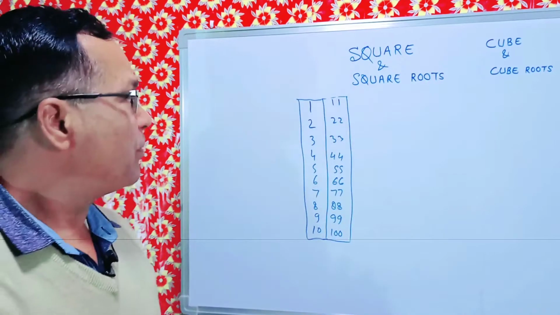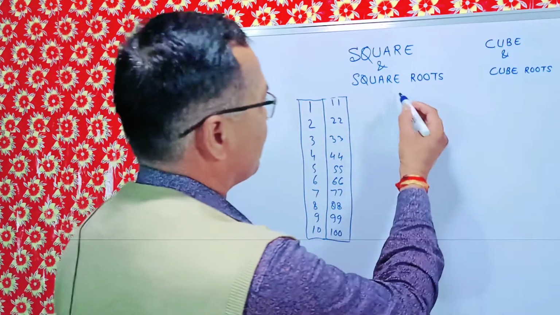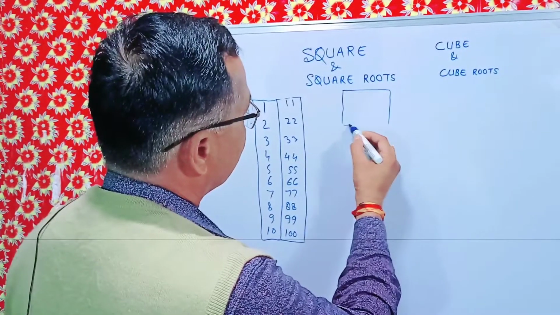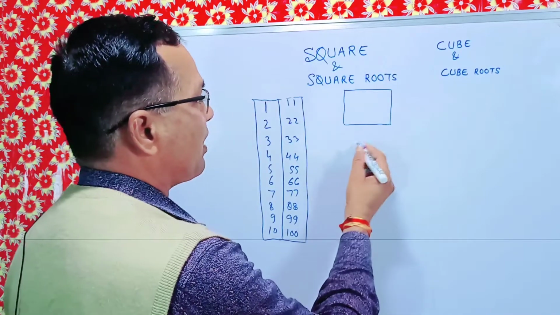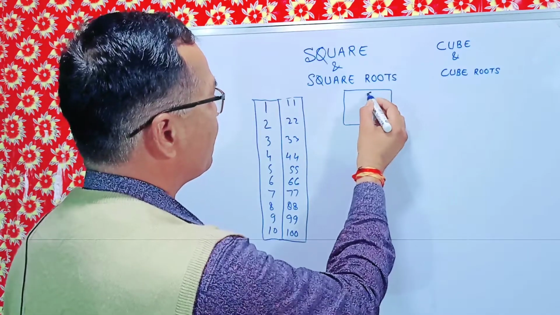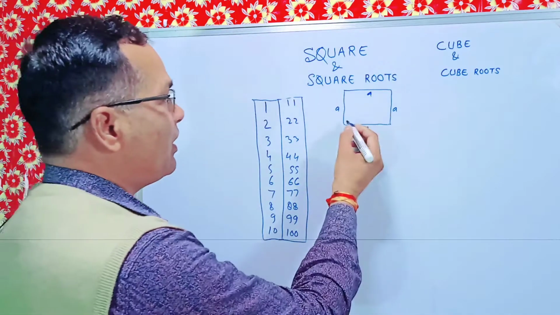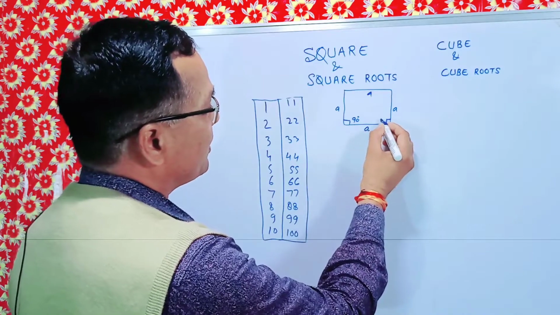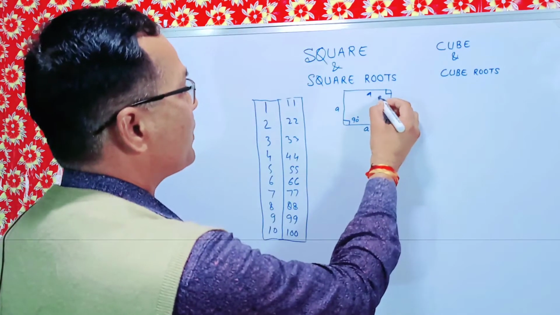So before I look at this, let me focus on square. Here is the square, a figure in which all the sides are equal. Let me take all the sides as a only. Once all the sides are equal, naturally all the angles have to be equal also, means all the angles will be of 90 degrees.